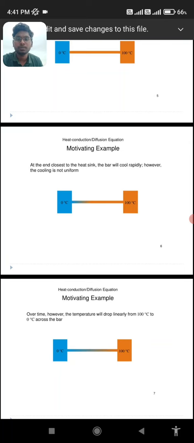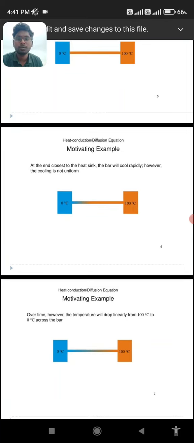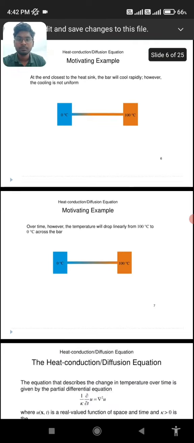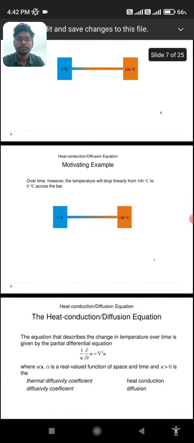At the end closest to the heat sink, the bar will cool rapidly. However, the cooling is not uniform. Over time, however, the temperature will drop linearly from 100 degrees Celsius to 0 degrees Celsius across the bar.